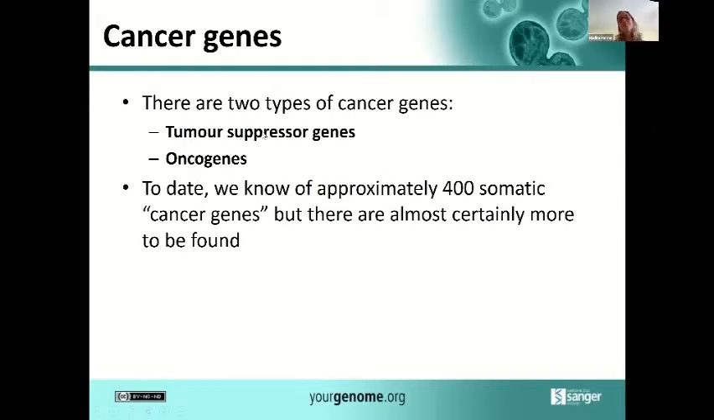So two types of cancer genes: tumour suppressor, so they're the ones that stop the cancer, and then oncogene is the gene that causes cancers. So we know of about 400 genes at the moment through gene sequencing, human genome sequencing. There are more to be discovered. We just obviously haven't sequenced all of them yet.